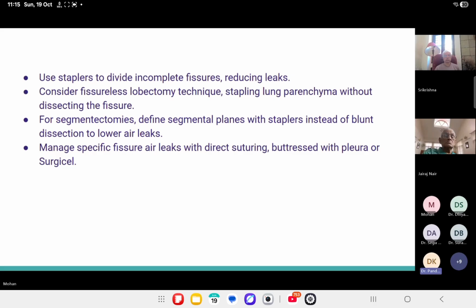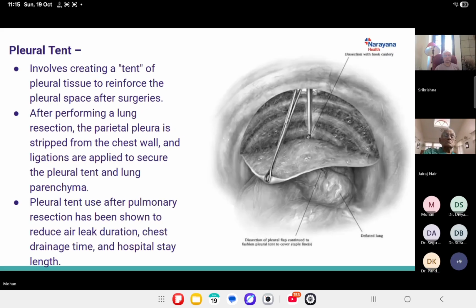buttressing with pleura or surgical sealant. There are procedures which can be done intraoperatively, primarily pleural tents. A pleural tent is nothing but creating a tent of pleural tissue to reinforce the pleural space after surgeries. After performing a lung resection, the parietal pleura is stripped off from the chest wall and ligations are applied to secure the pleural tent and lung parenchyma.